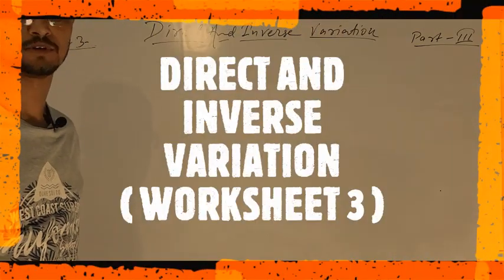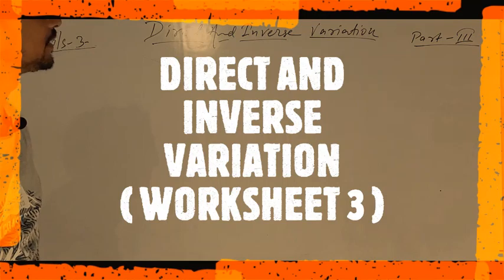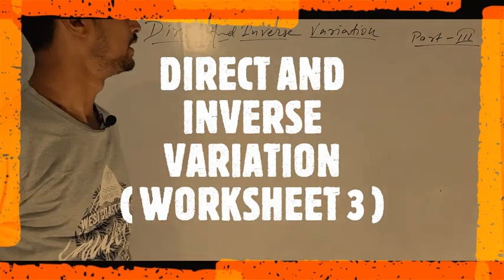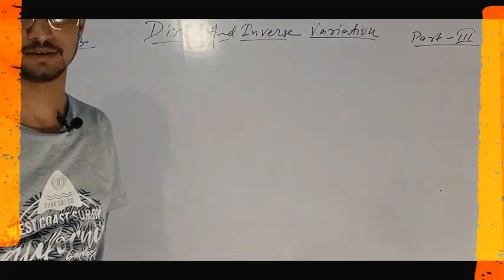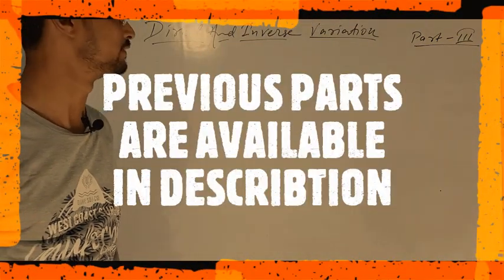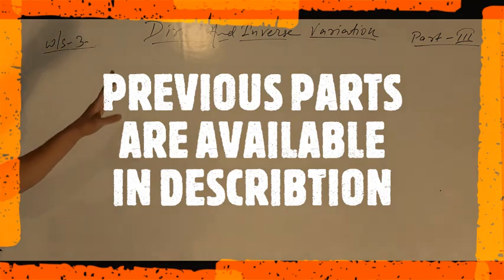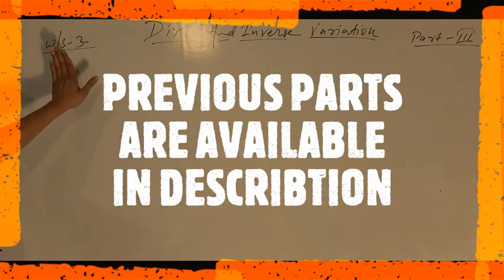We are discussing direct and inverse variation. This is part 3, and the links of part 1 and part 2 are available in our description. Now we will discuss part 3, which is worksheet 3.